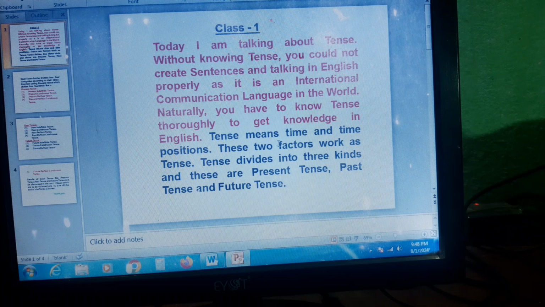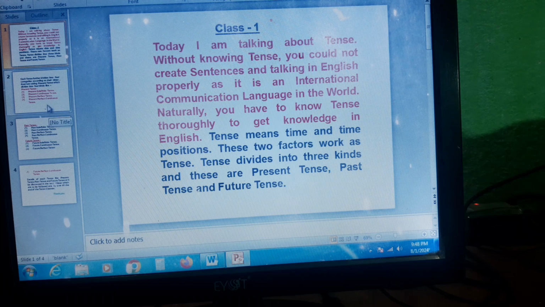Tense means time and time positions. These two factors work as tense. Tense divides into three kinds, and these are present tense, past tense, and future tense.